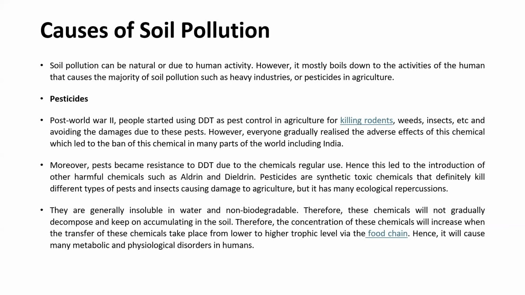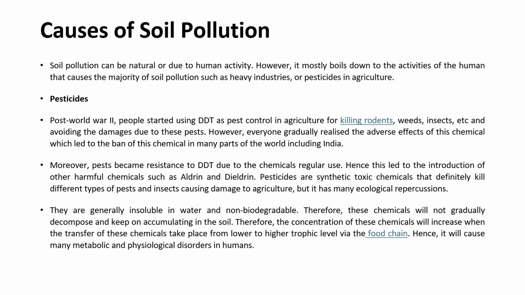So what are the main causes? As we have mentioned, soil pollution is either natural or due to human activities, but mostly it is due to human activities. So it is either by the effluents of the industries or use of pesticides in agriculture. Now, one of the main reasons for soil pollution is pesticides.